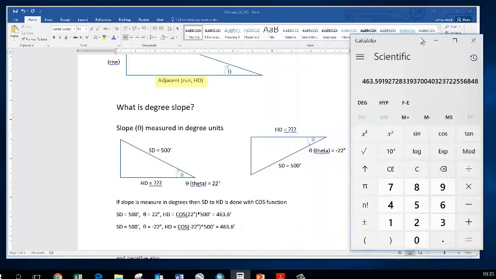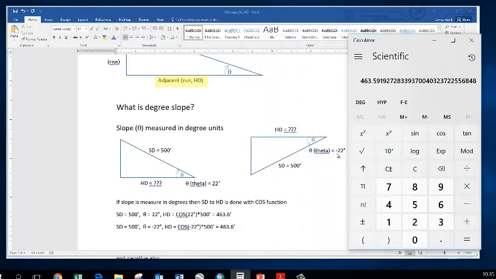So what happens if I'm measuring downhill? Uh-oh, now I've got a negative 22 degree slope, because remember, this is 0, and I'd be measuring down slope from it. Let's try it. I'm going to make it a negative 22. Hit the cosine button, and look at that. It made it positive. It doesn't care. It just says that the horizontal distance is 93% of the slope distance.